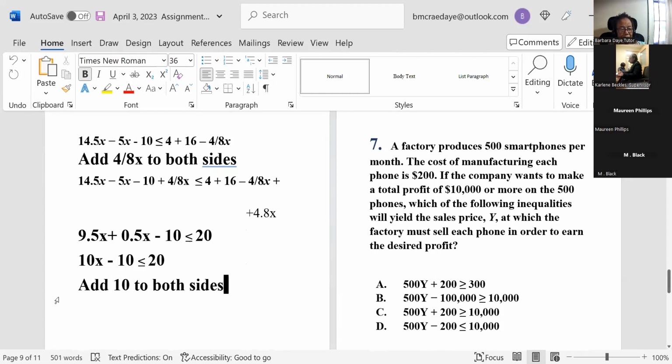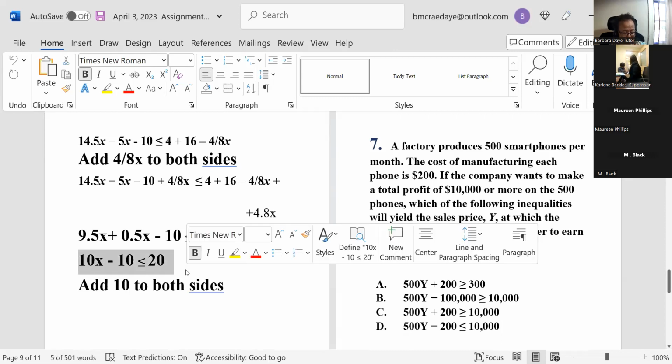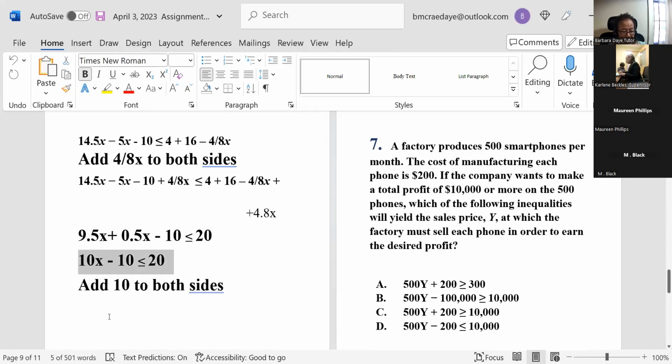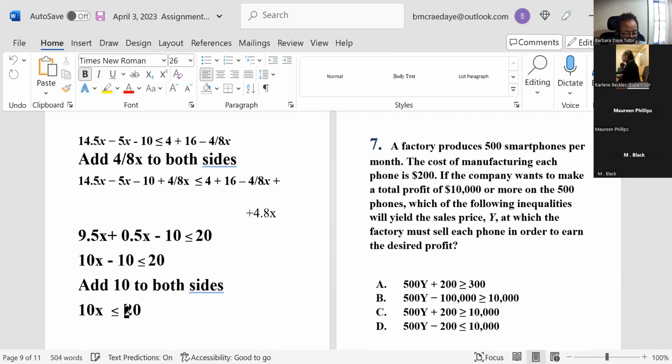All right. So that will give you 10x minus 10 less than or equal to 20. That would be 10x, and if we add the 10, it's 0. And add 10 on the right. 10 and 20 gives you what, Maureen? 30. So you can see your answer. What is your answer?